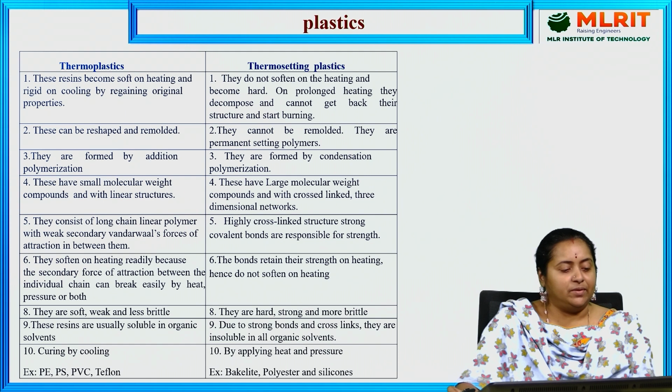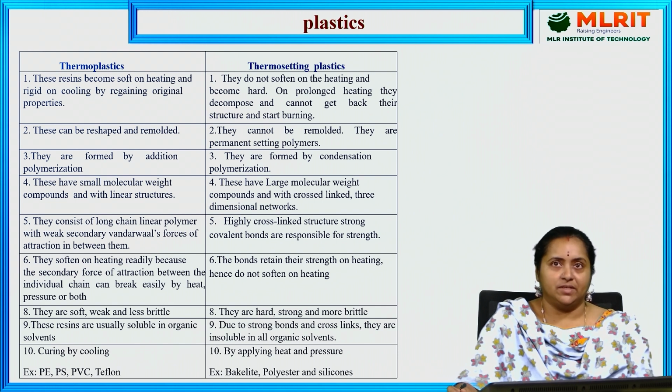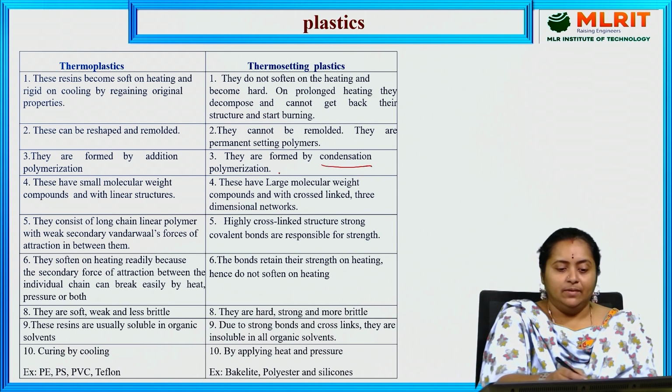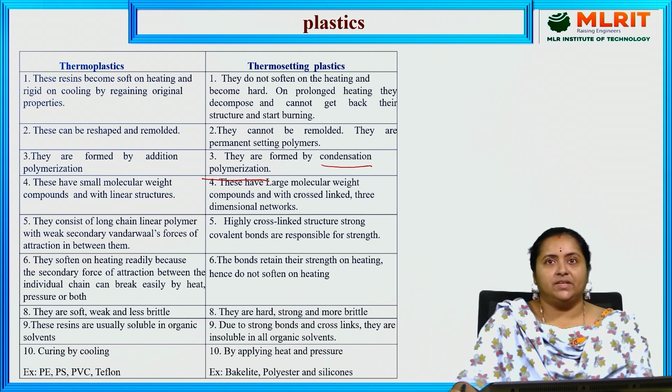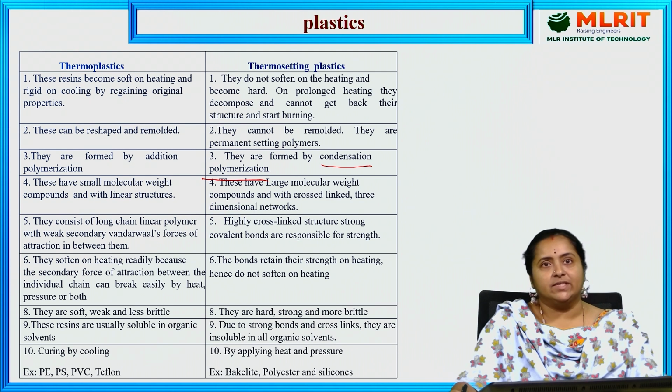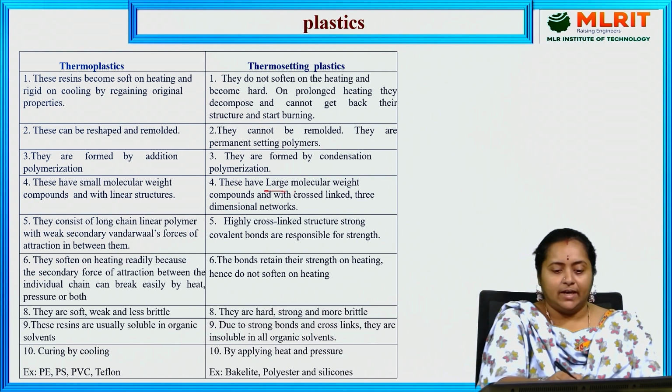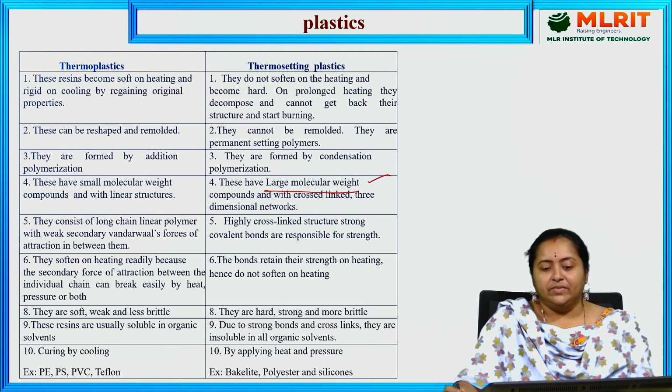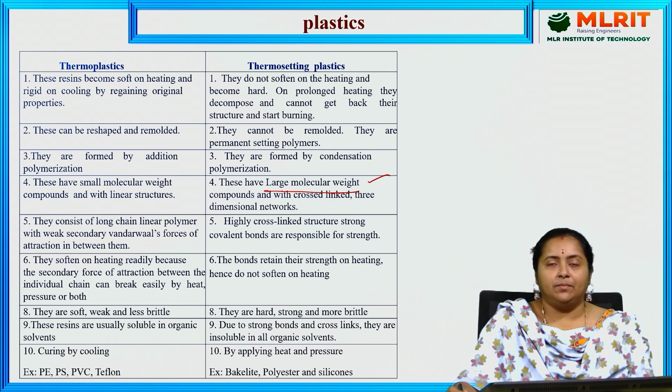And coming to the third point, they are formed due to addition polymerization. Generally, almost all thermoplastics are produced by addition polymerization, whereas thermosetting plastics are produced by condensation polymerization reaction, that means due to elimination of small molecules. Thermoplastics have very small molecular weights and possess linear structures, whereas thermosetting plastics are larger molecules. That means they have cross-linking or 3D linking. That's why they possess high molecular weight with cross-linking. That means a three-dimensional network is present in the polymer backbone.